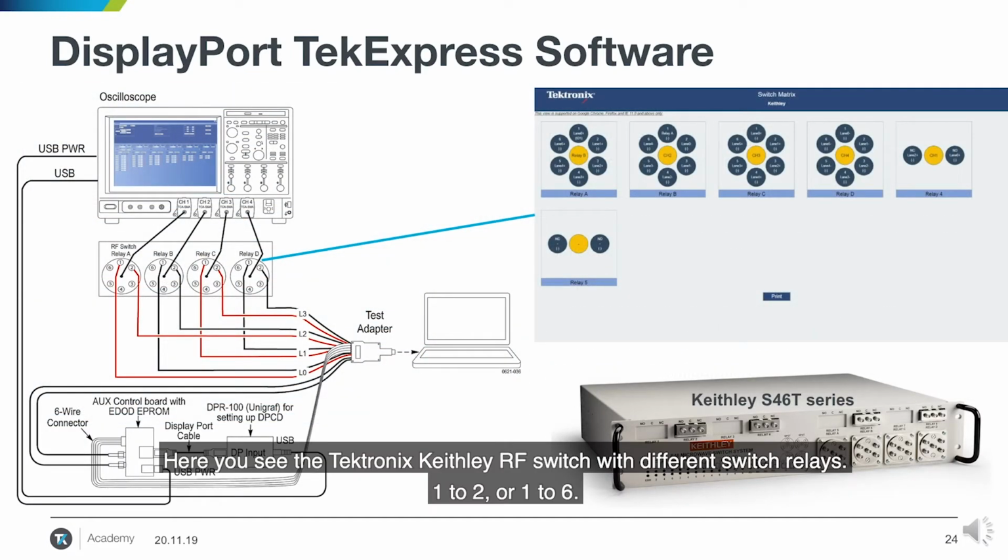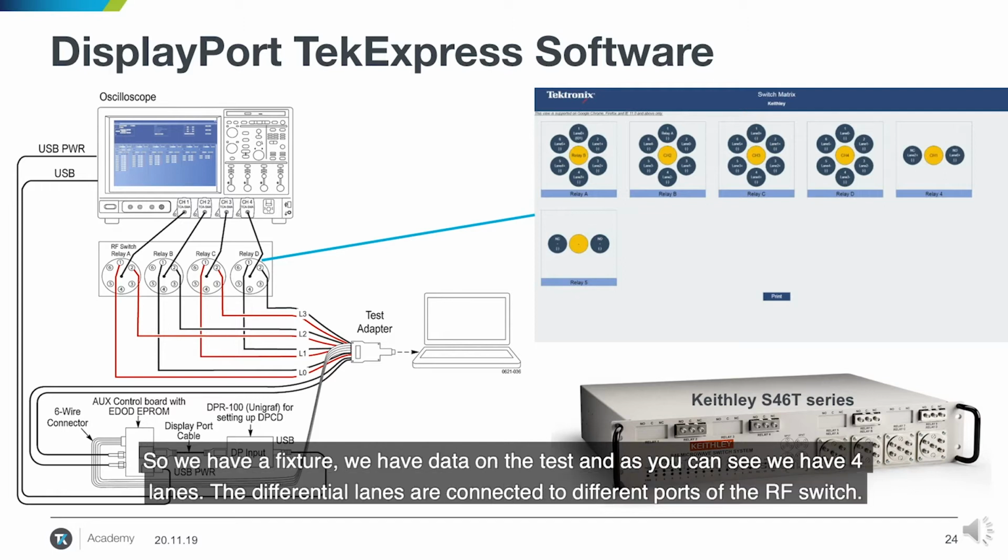Here you see the Tektronix Keithley RF switch with different switch relays, 1 to 2 or 1 to 6. And this is a graphical view of how to use the relays. There is an example on the left side. So we have a fixture, we have a device under test, and as you can see we have 4 lanes. The differential lanes are connected to different ports of the RF switch.